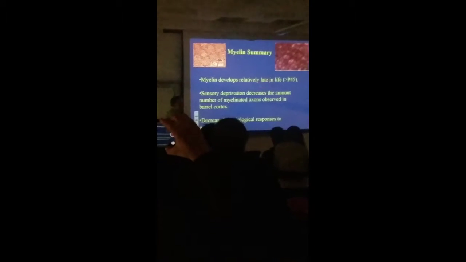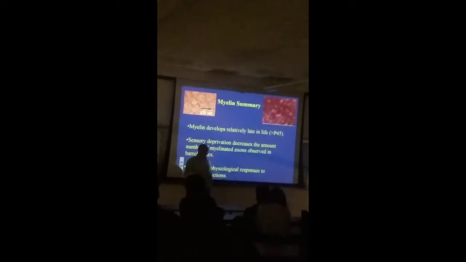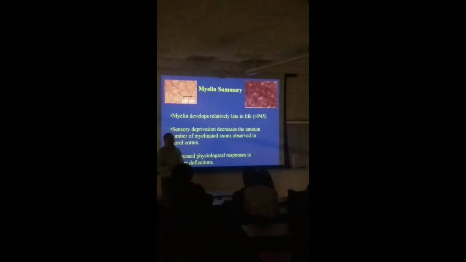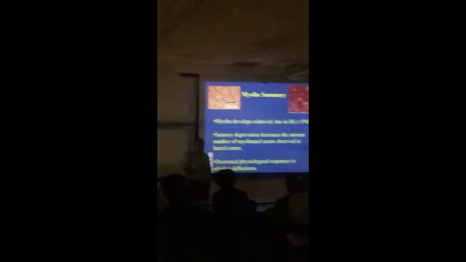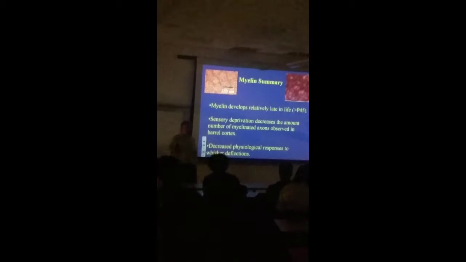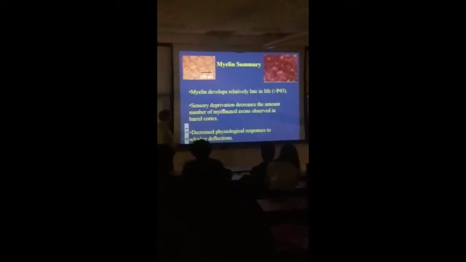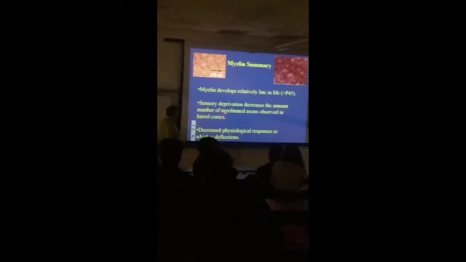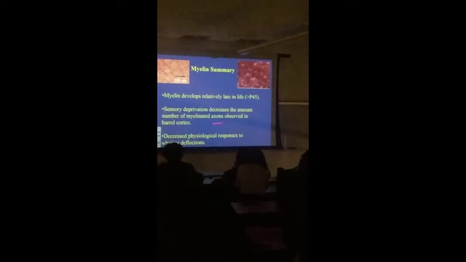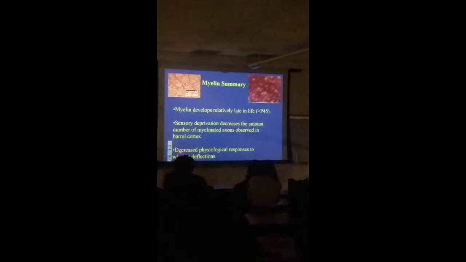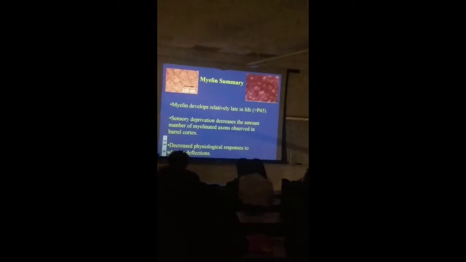So I didn't make this point, but it turns out, and this is true in mice and in humans, that myelin develops relatively late in life. This is one reason why babies have very poor coordination, because they don't have the myelination. As a result, the neural signals from the brain take longer to get to the peripheral muscles, and thus they're just not as coordinated. Sensory deprivation decreases the amount and the number of myelinated axons observed in the barrel cortex, and decreased physiological responses to whisker deflection.